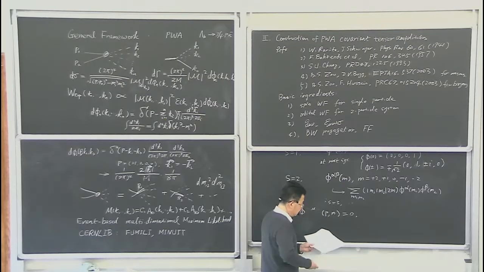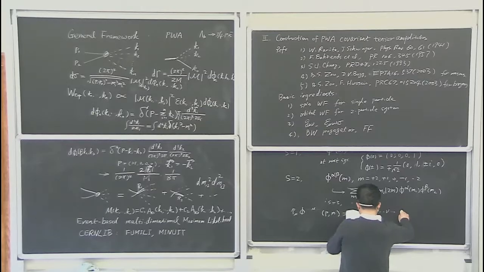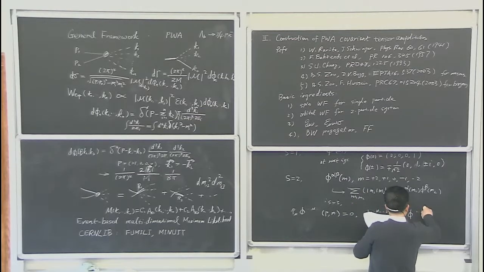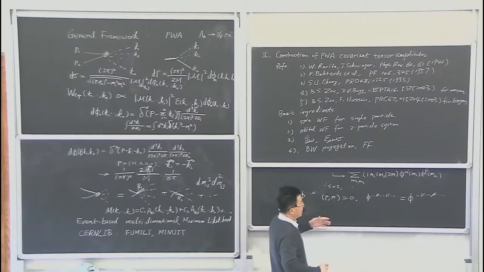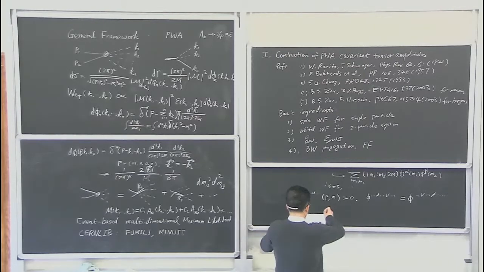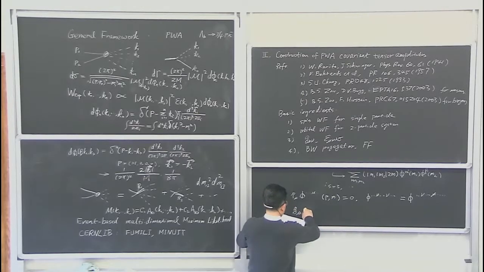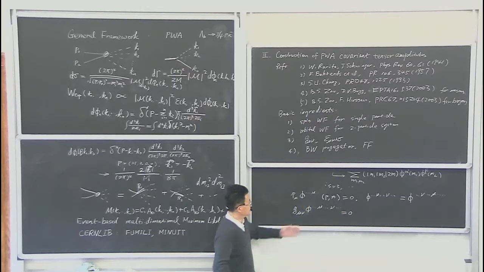Another useful formula is this symmetry between different vertices. When you make the calculation, this kind of symmetry and condition helps you simplify the amplitudes. And another one is equal to 0, the condition.